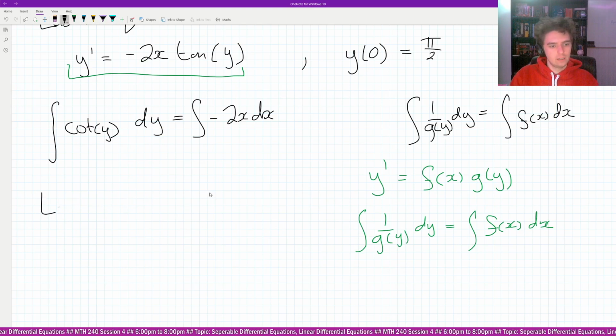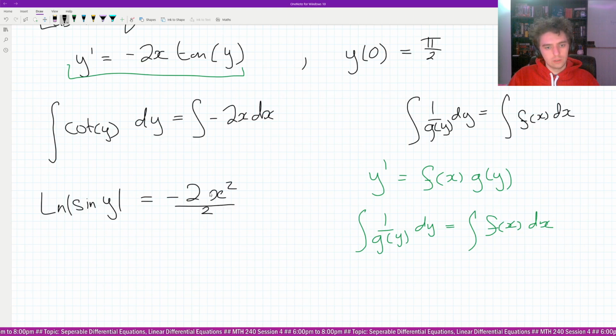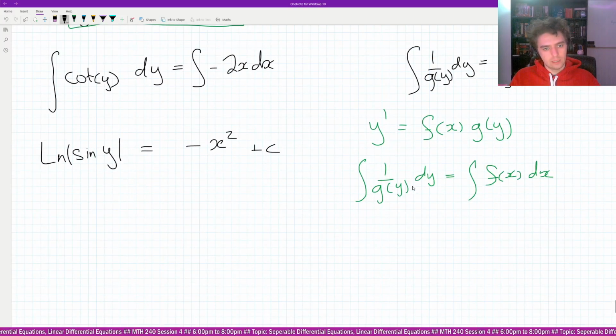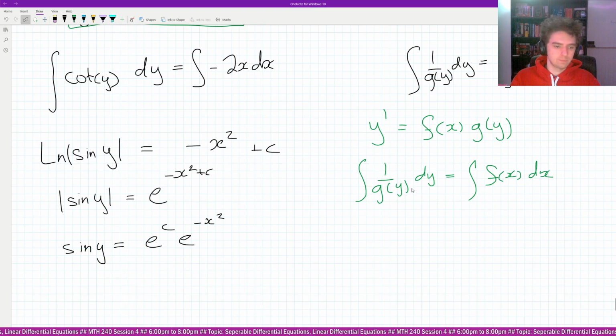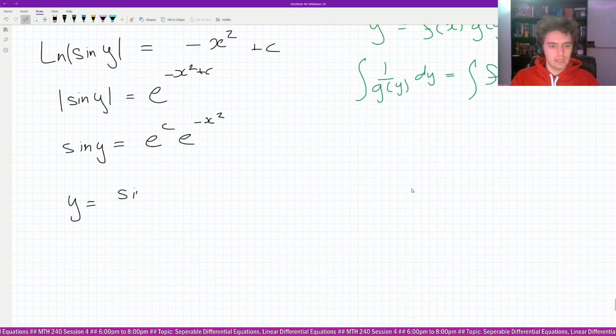So ln absolute value of sine y equals negative 2x squared over 2 plus c. This will cancel, of course, so negative x squared. Take e to the power of both sides: absolute value of sine y equals e to the negative x squared plus c. I can get rid of the absolute value because e to something is never negative. So sine y equals e to the c, e to the negative x squared, and y equals sine inverse of e to the c, e to the negative x squared.